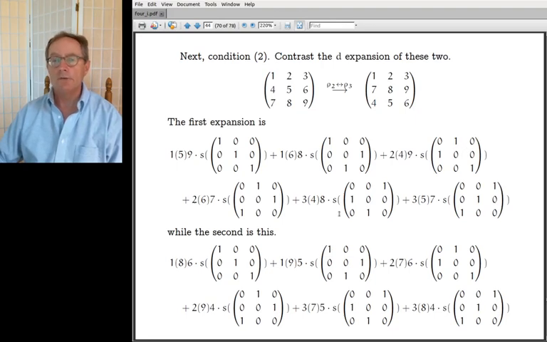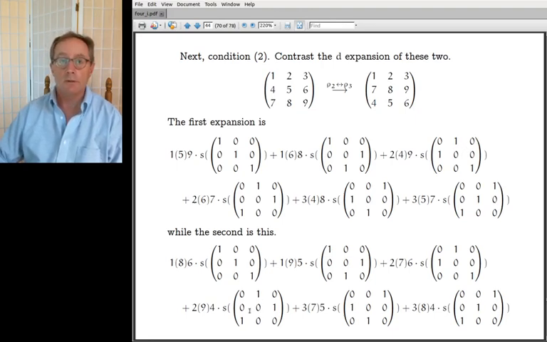So the sign of this and the sign of this are opposite. Every one of these terms has the opposite sign from the associated term below. Again, the 159 has the opposite sign, the S part, from the 195. The 168 has the opposite sign, the S part, from the 186. The 249 has the opposite sign, the S part, from the 294, and like that. So this and this are negative, term by term, negative.